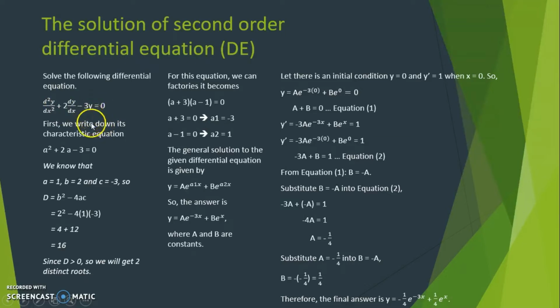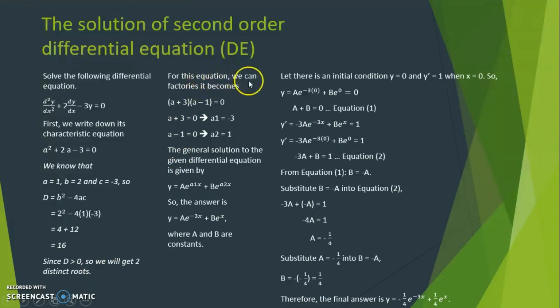For this question, first we write down its characteristic equation, which is a squared plus 2a minus 3 equal to 0. From here, we get the value of a equal to 1, b equal to 2, and c equal to negative 3. So we substitute these three values into the equation b squared minus 4ac. We will get 16. Since the discriminant is greater than 0, we know that this equation has two distinct roots.